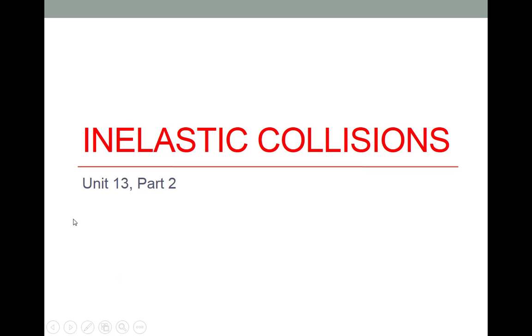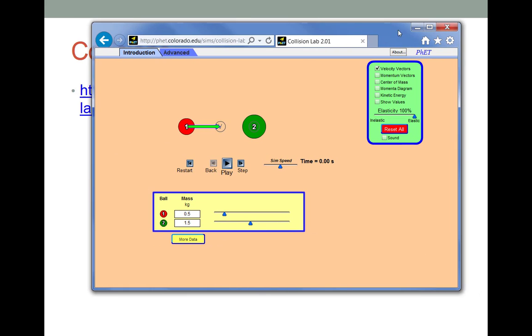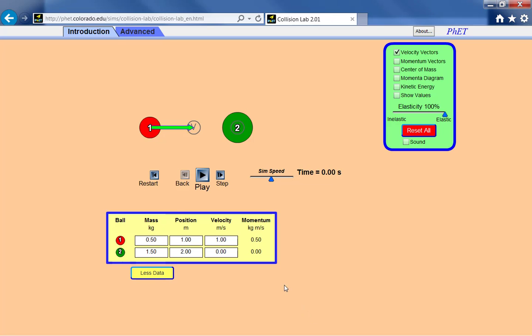To begin with, we're going to look at this simulation, which I've already pulled up here. I'm going to click more data because it shows numbers really quick. And what I want you to focus on is the momentum. So right now, the red ball 1 has a momentum of 0.5 kilogram meters per second. And the green one has no momentum because its velocity is 0.